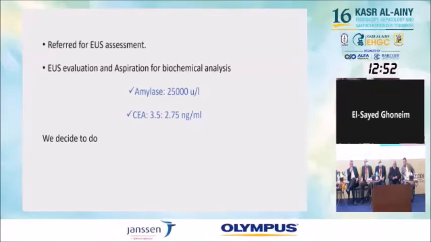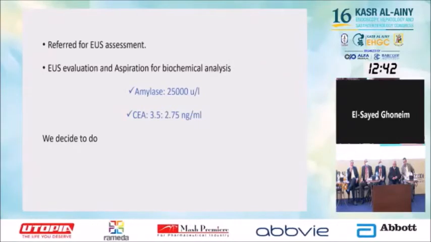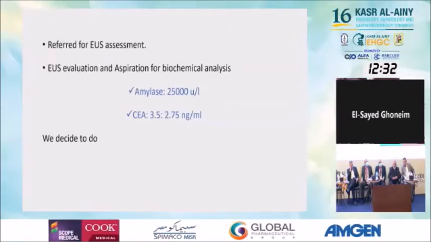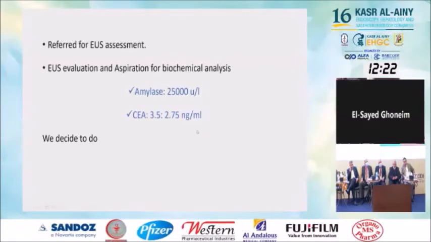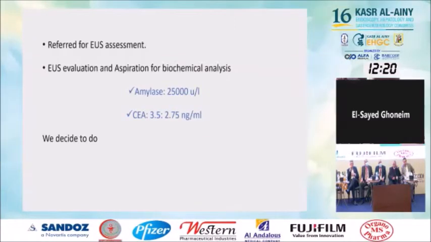EUS evaluation showed a unilocular pancreatic cystic lesion related to the pancreatic head, compressing the distal part of the CBD, with the CBD dilated up to 10 millimeters in diameter. There is no connection to the cyst, but only compression. The pancreatic duct was of normal caliber, but with an echogenic, hyperechoic wall. The pancreatic parenchyma showed some lobulation and echogenic strands.